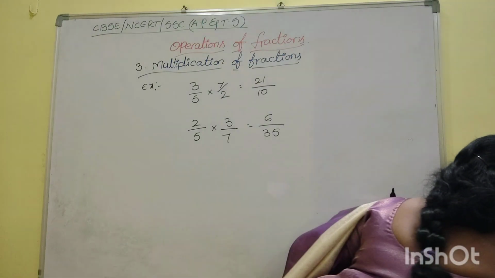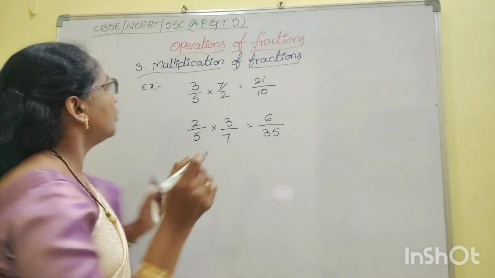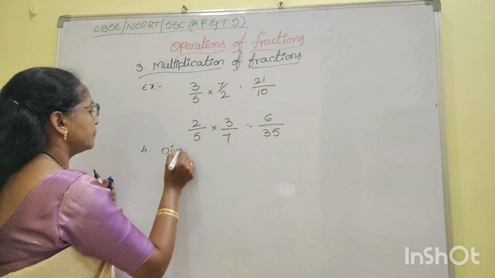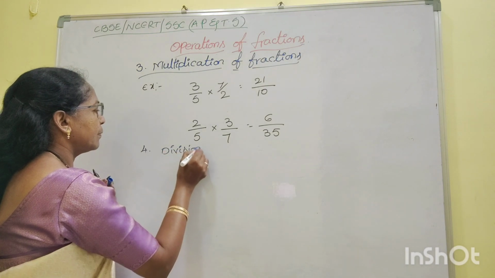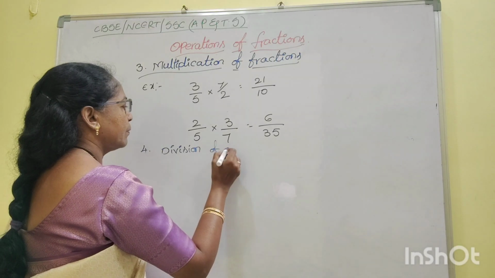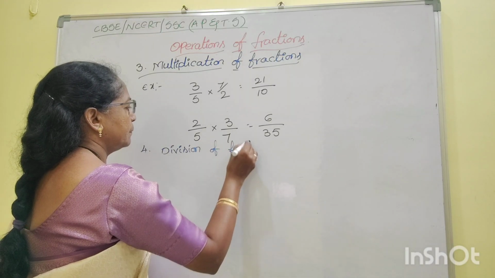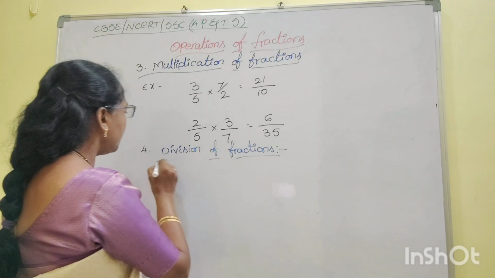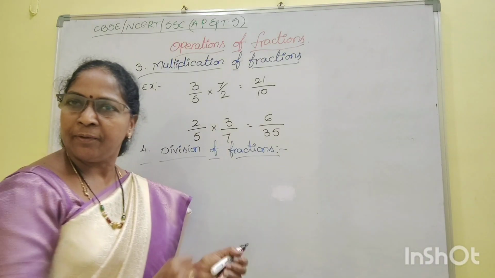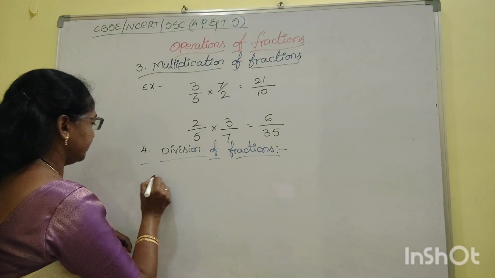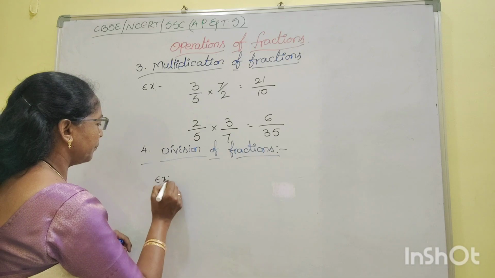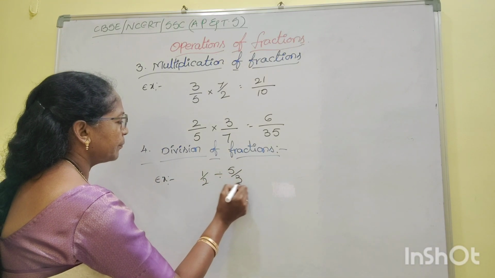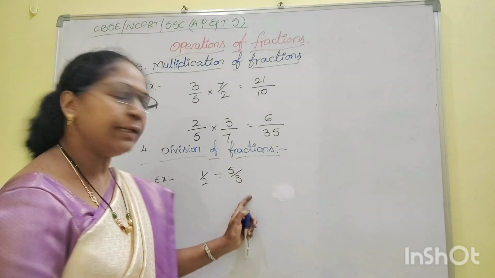Next one is division of fractions. The fourth one, the last one, is division of fractions. So how to divide the fractions? Now we will learn here. First one, for example, 1 by 2 divided by 5 by 3. So here you divide these two fractions.